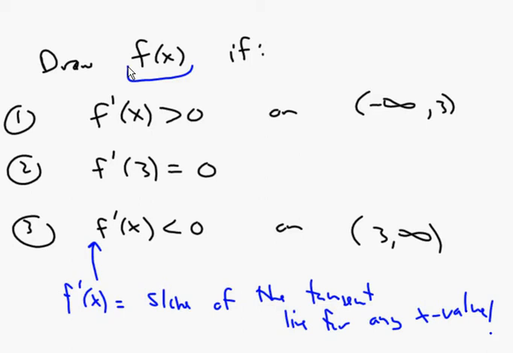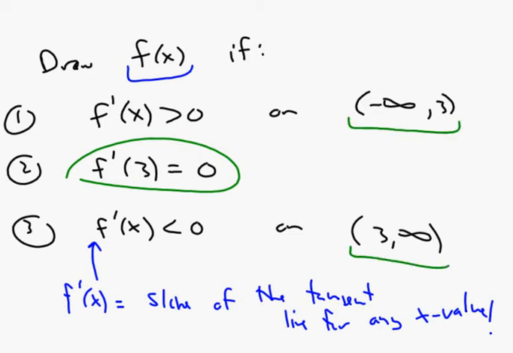Okay, so let's look at this second fact. The reason I'm picking this second fact to start with is that it has one x value, just x equals 3. Whereas fact number 1 talks about a whole domain of x's, and fact number 3 has a whole domain of x's also. So fact number 2 tells us that the slope of the tangent line when x equals 3 is 0.